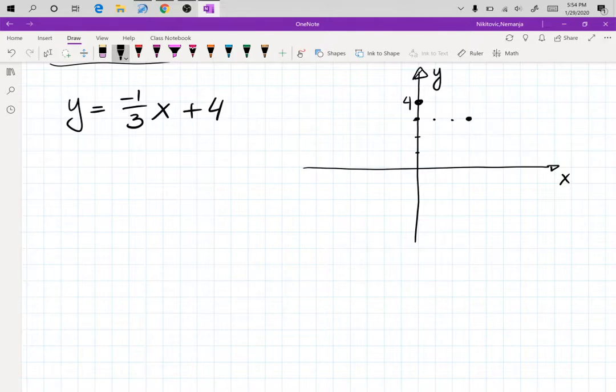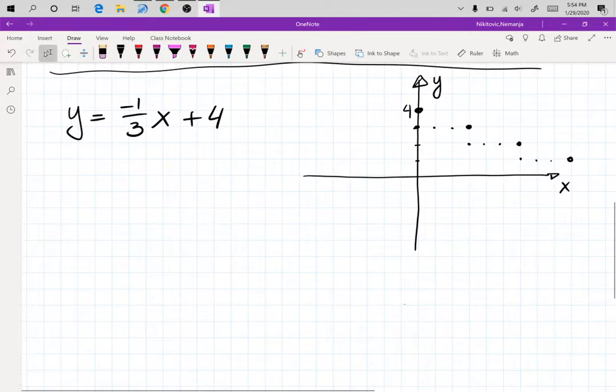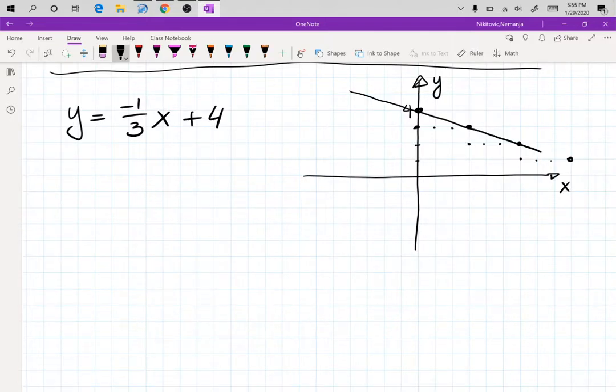If you want to repeat the behavior, you can. 1 unit down, 3 units over. You can keep going like that because all of the points will be what we say collinear. All of them have to fall on the same line. And then you can use a student ID, credit card, or whatever to draw the straight line through these.